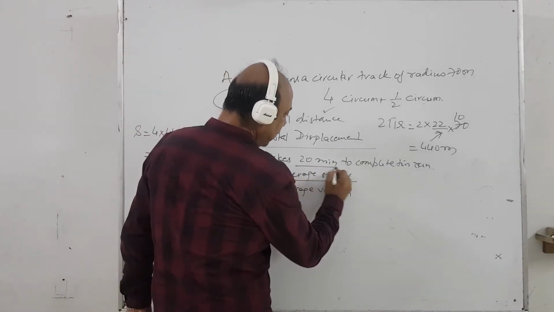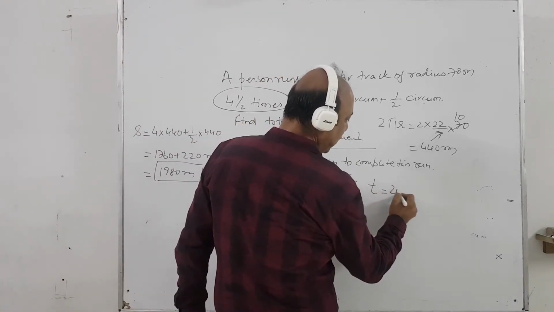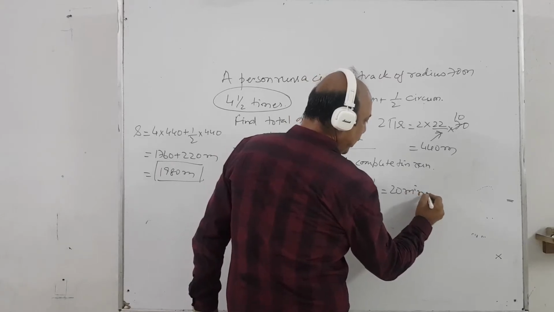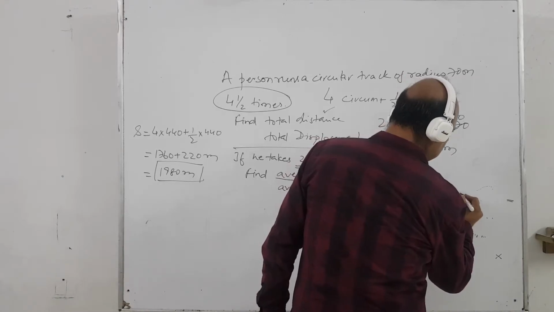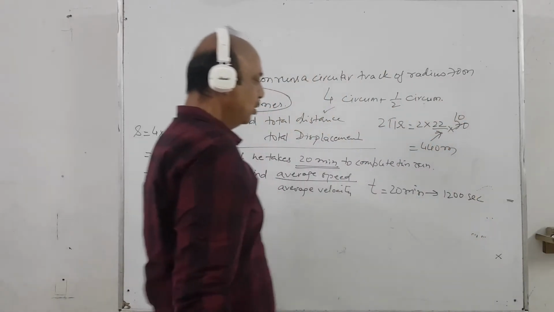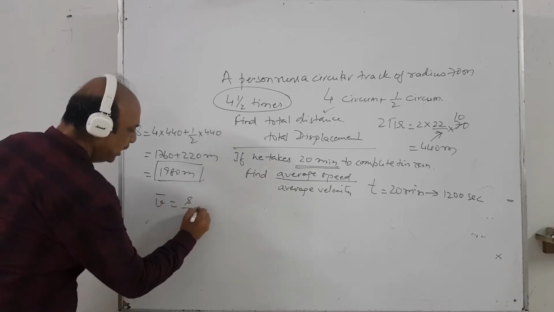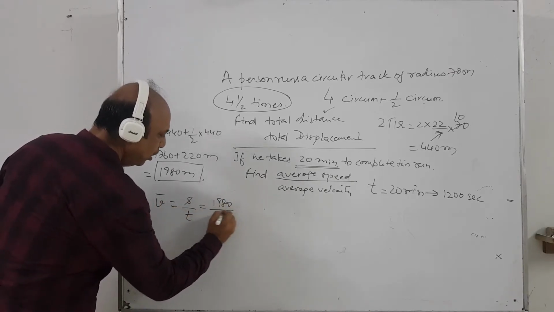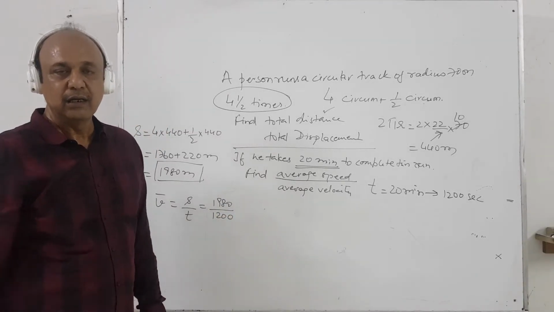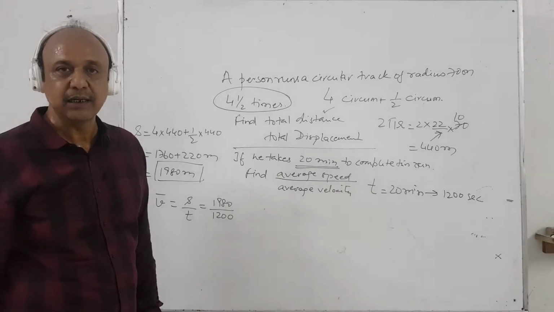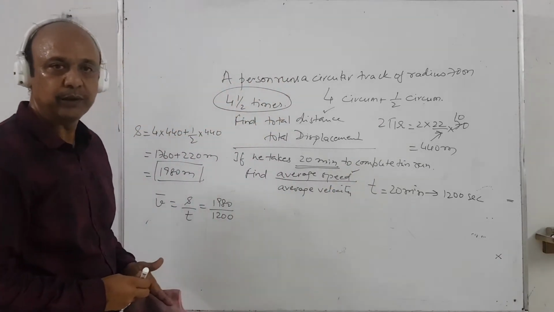Now the time is given in minutes. So total time t is equal to 20 minutes. We have to convert it into seconds. That is 20 into 60, that is 1200 seconds. So average speed V bar is equal to S upon T, that is equal to 1980 upon 1200. We can solve this fraction and get the correct answer. So we have found out the average speed also.